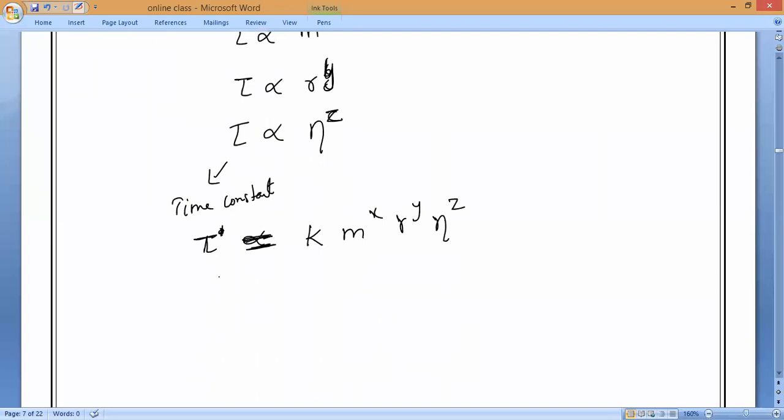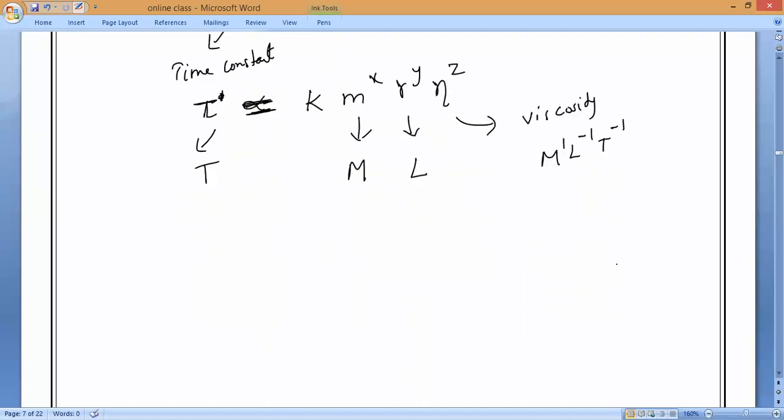Now, as we all know, time constant dimensions are T. K we don't want. Mass dimension is M, and this one is radius, which is L. And viscosity, check it and tell me, what is the dimension? M power 1, L power minus 1, T power minus 1. Now compare it.